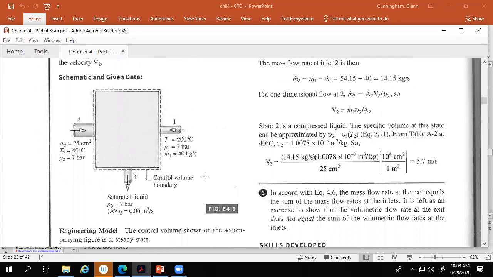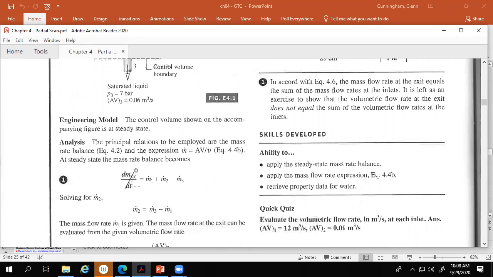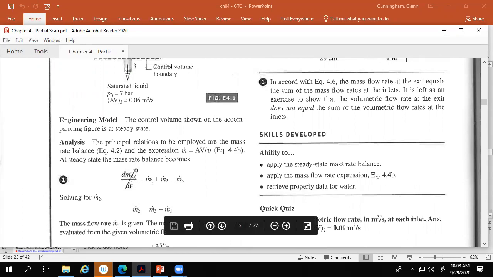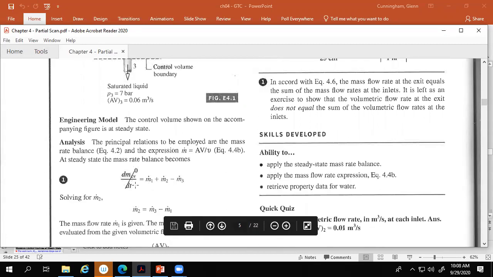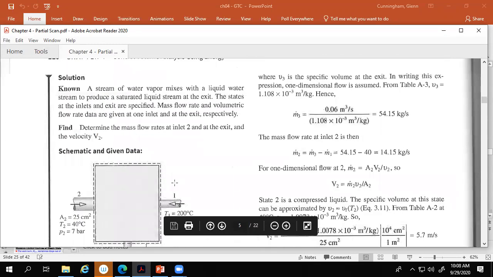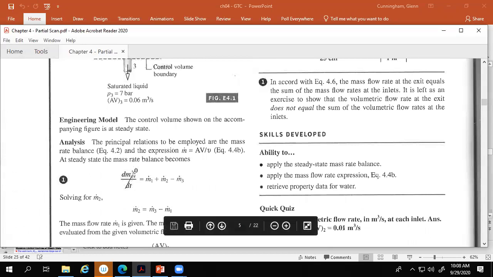Okay, so this is a conservation of mass problem. So there's our conservation of mass equation: dm_CV/dt is equal to the summation of the inlets minus the summation of the exits. Well, I got two innies and one outie, right? So I got M dot 1 coming in, M dot 2 coming in, and M dot 3 going out. I'm set at steady state, I know it's steady state because he set the derivative term equal to 0.